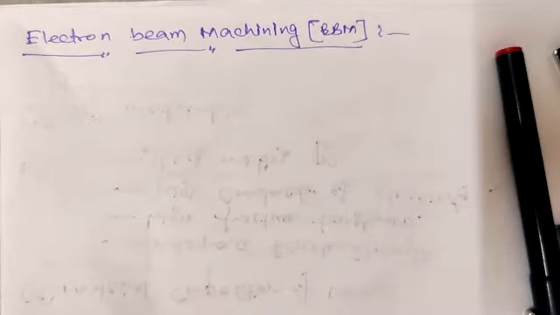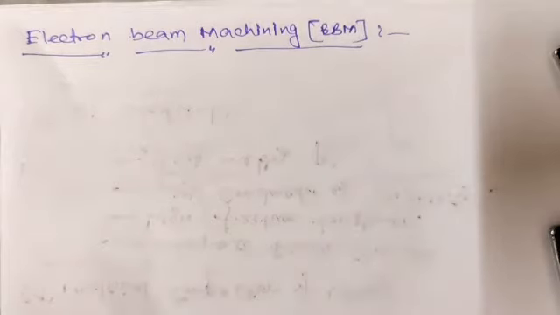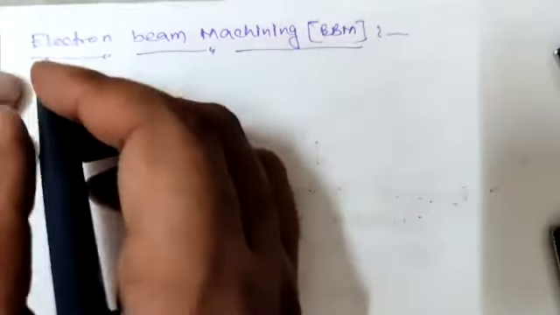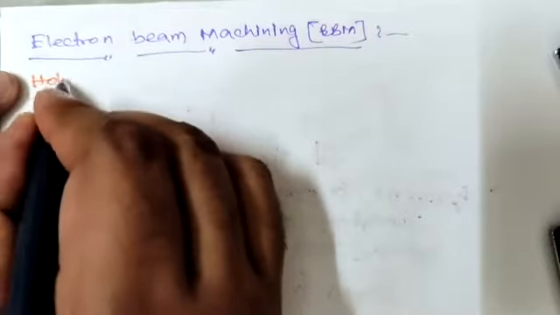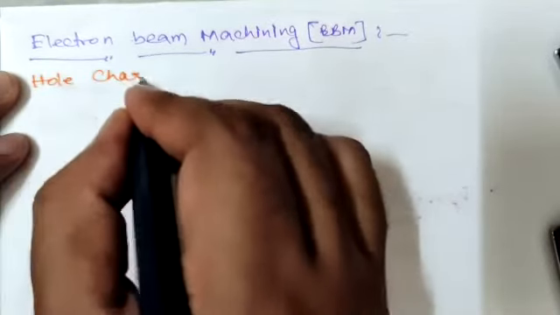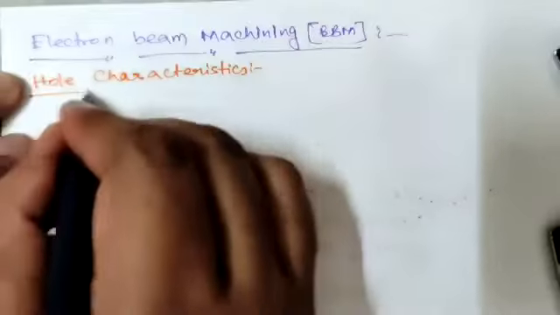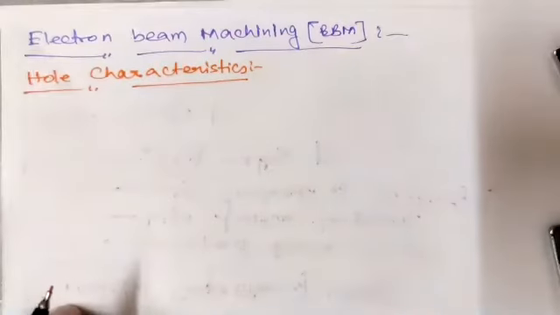In today's class, I'll be discussing a few more things. We have already studied different process parameters. Now, what will be the machining characteristics? Today we will mainly focus on machining or hole characteristics. I already said that the EBM process is generally used for generation of holes, or you can say a drilling operation. So machining characteristics we can also call hole characteristics.